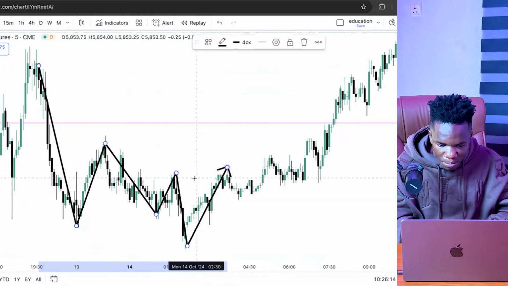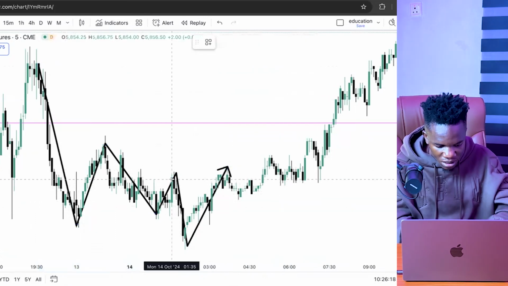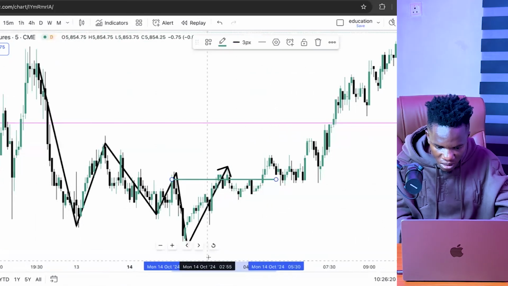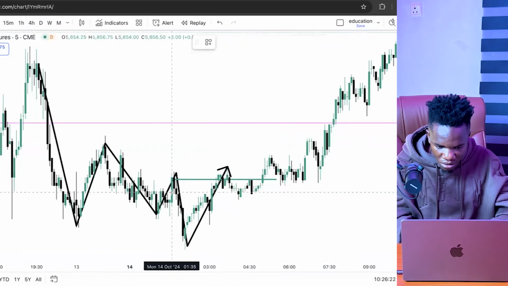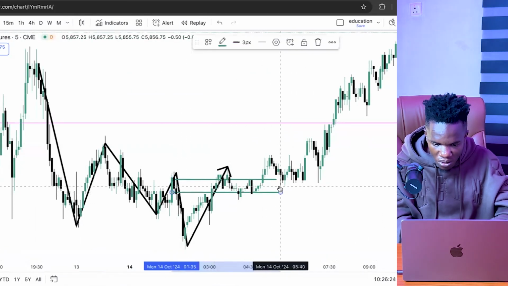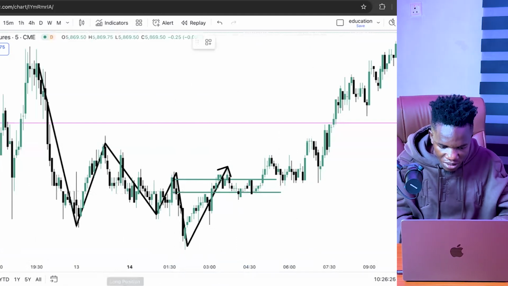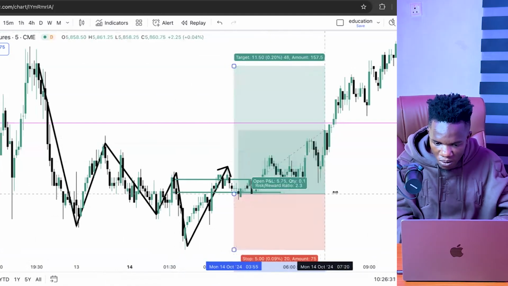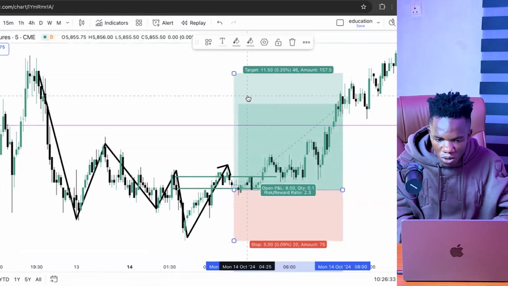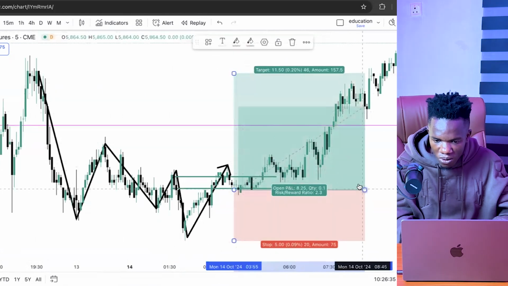After the break, where is the breaker block? Here. This is the breaker block. Of course, you guys should know what a breaker block is. This is the breaker block, and this is the mean threshold of the breaker block. So you can take your trade at this point. So beautiful, so beautiful.